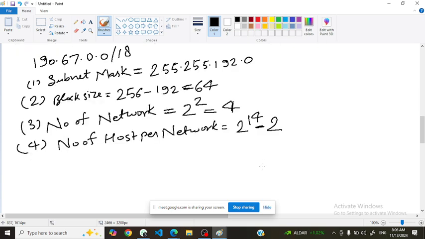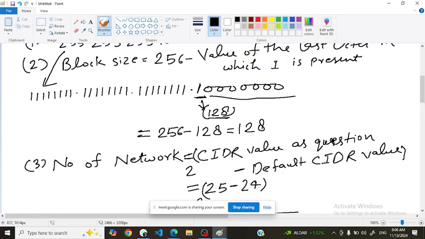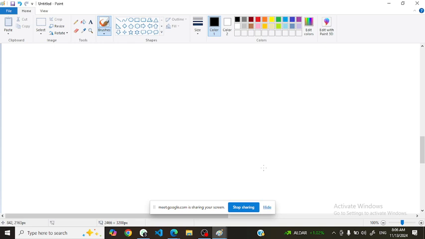Okay, let me explain it again with a very small question. 10.1.1.1/10. So Abdul, reply to me: what will be the subnet mask? 255 dot 192.0.0.